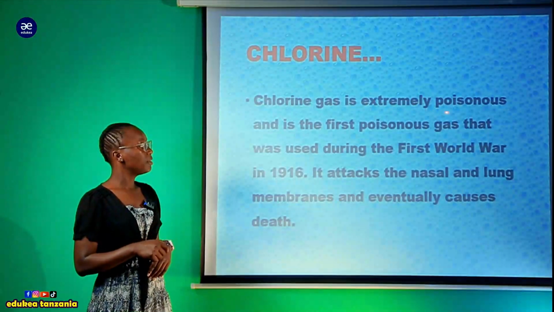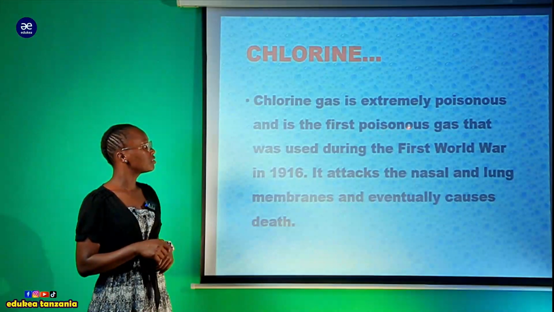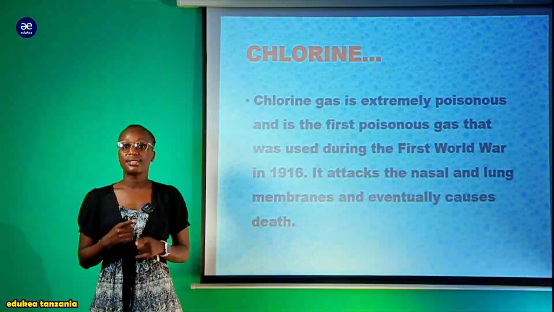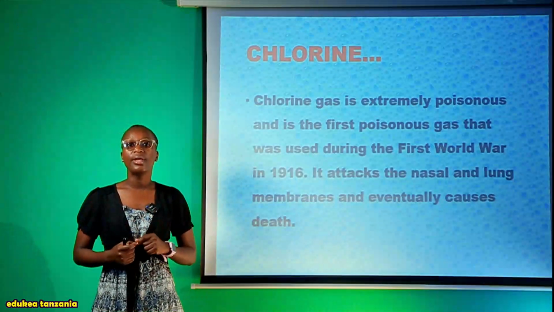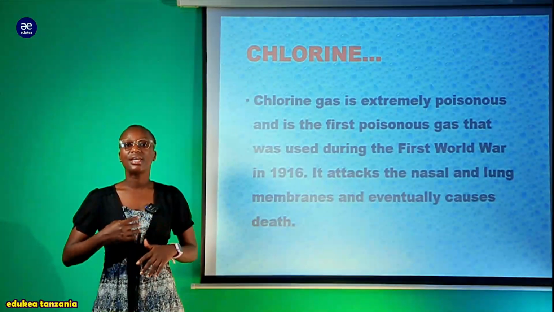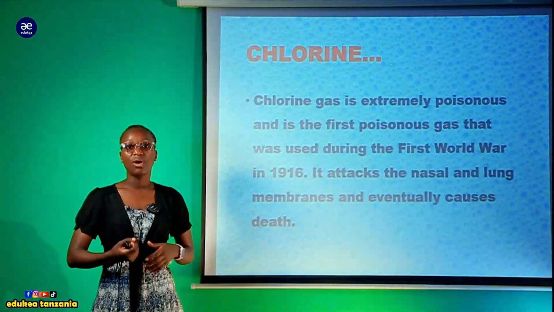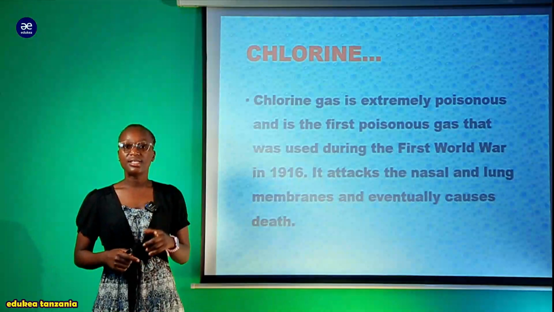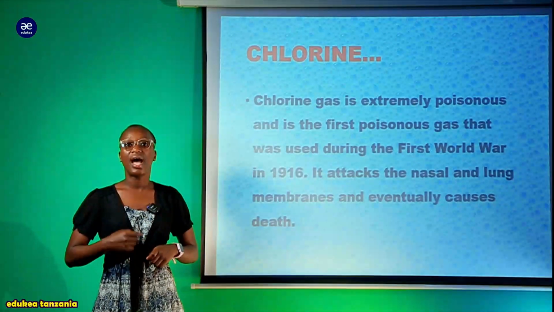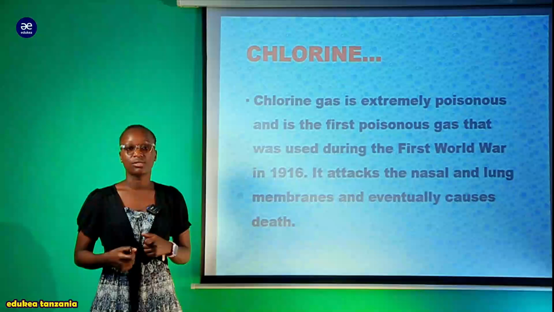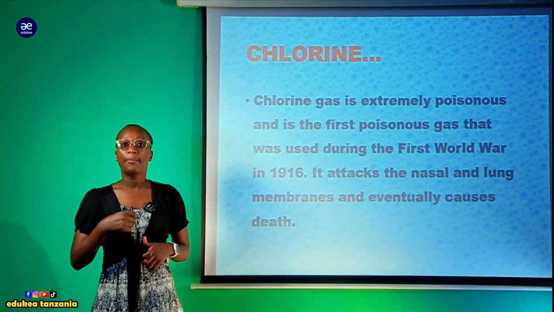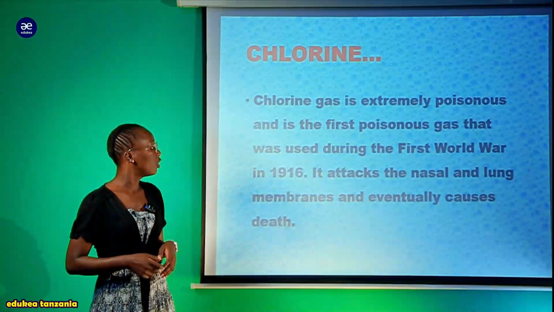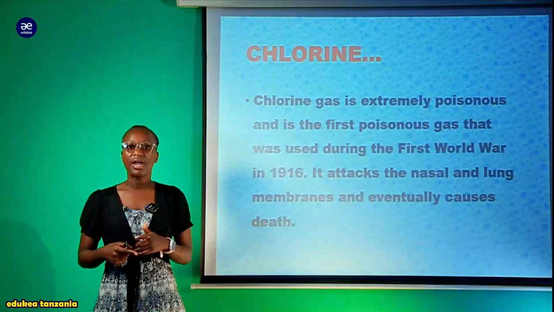Chlorine gas is extremely poisonous, and it is the first poisonous gas that was used during the First World War in 1916. Kwamba chlorine gas yenyewe ni very poisonous gas, ni gas ambayo ina sumu, na wakati wa vita ya kwanza ya dunia mwaka 1916 this chlorine was used as the agent wakati wa kufanya maangamizi. Kwa hiyo ilitumika pia kama poison ambayo ilitumika ku kill people, ku harm a lot of properties. So this is extremely poisonous.